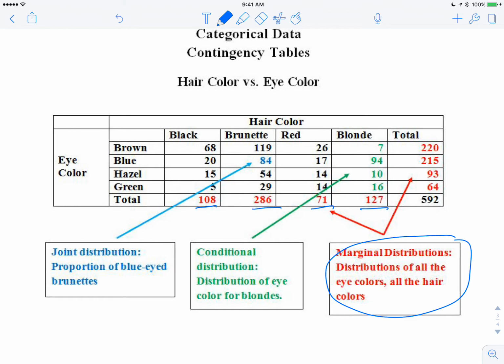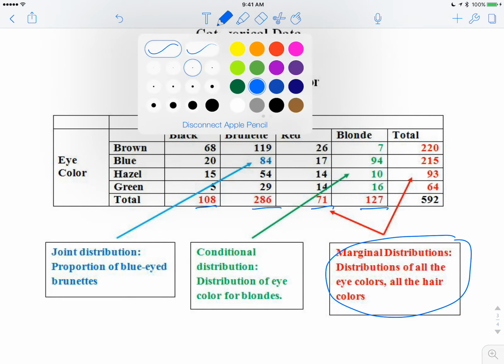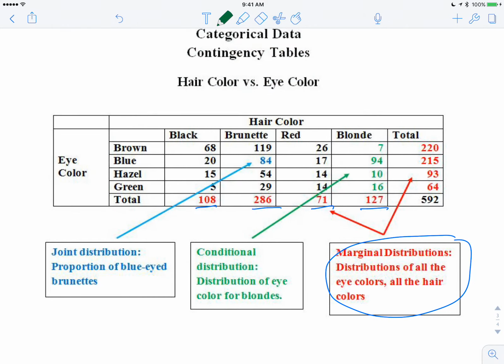More specifically, in the green, let's change colors here. The green, it's the distribution of the conditional distributions, more specific to one aspect of the variable. So not the entire band of hair color, but just blondes. That's a conditional distribution. You do one segment right here of the entire spectrum of hair color. So 7 divided by 127, 94 divided by 127, 10 divided by 127, and so on. You don't go all the way back to 592. You're not going to use that number in a conditional distribution.